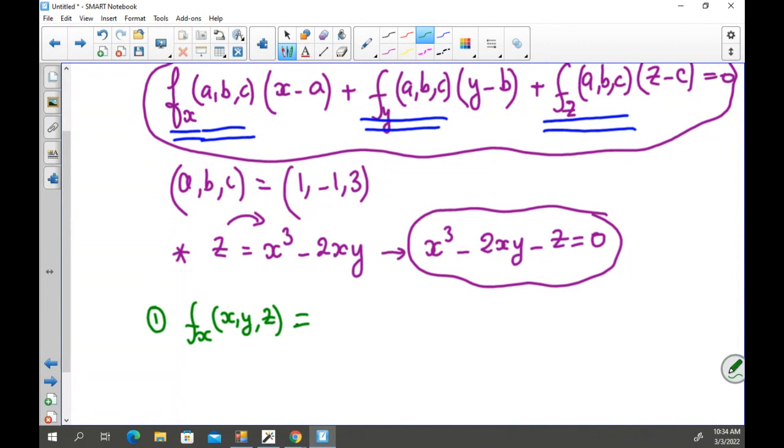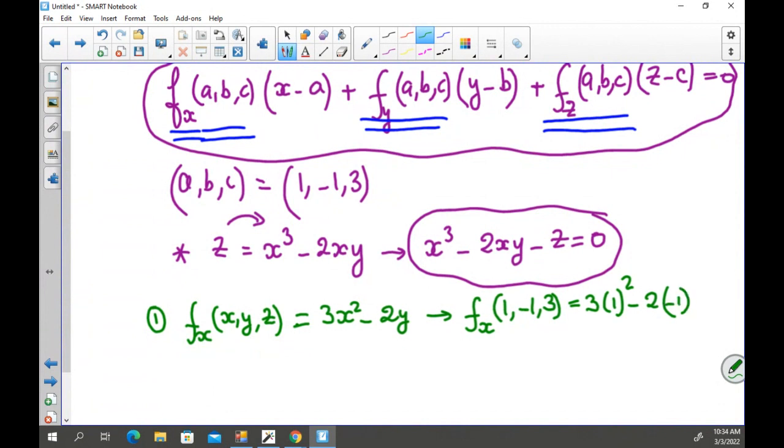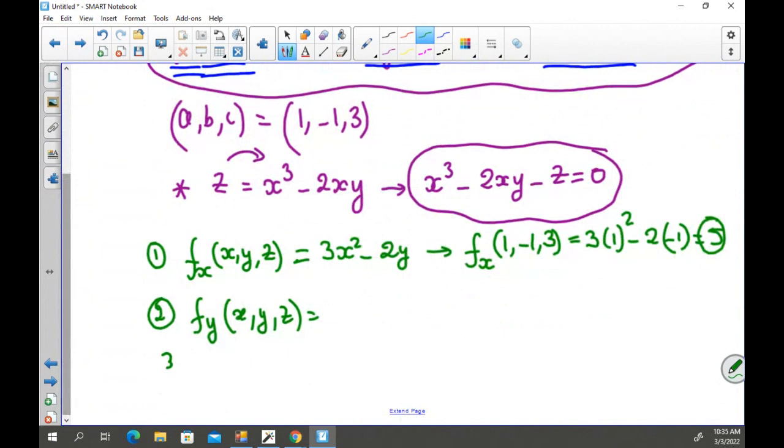What is fx? Yeah, 3x squared minus 2y, yeah? So therefore, fx at the point (1, -1, 3) will be 3 times 1 squared minus 2 times -1. So the answer is 5. Good. And then you do the same thing with fy. And the same thing with fz.